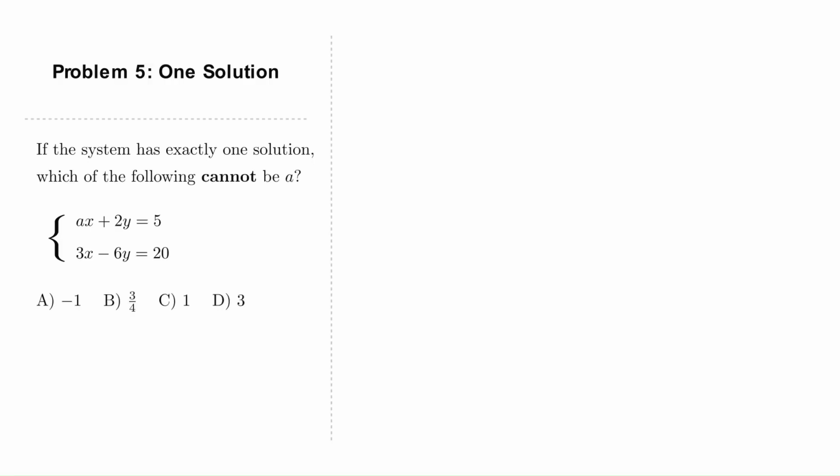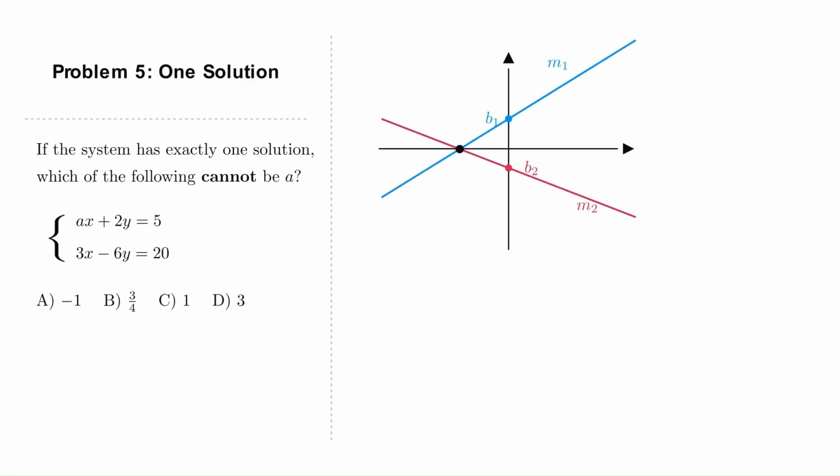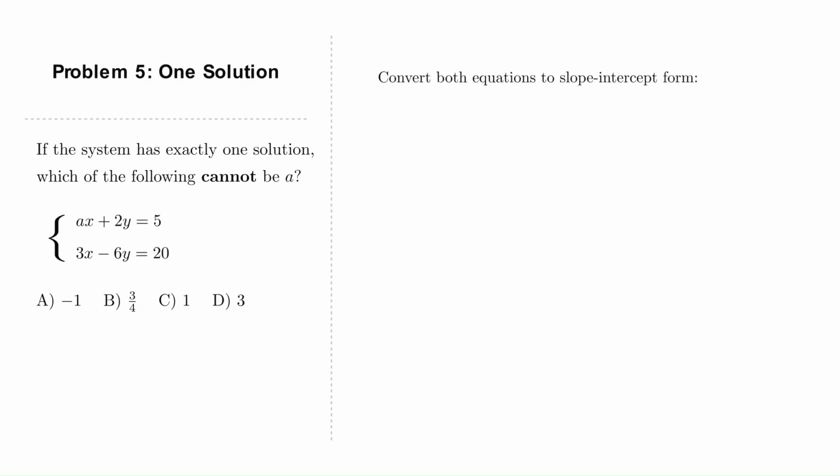In this problem, we are given a system of linear equations with exactly one solution, and we need to determine which value of a is not possible. For a system of linear equations to have exactly one solution, the two lines must intersect at a single point, meaning they must have different slopes. To compare their slopes, we will convert both equations into slope-intercept form.